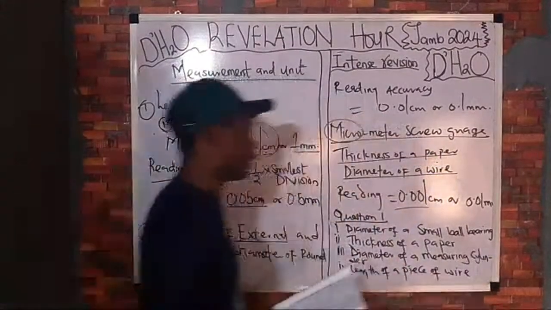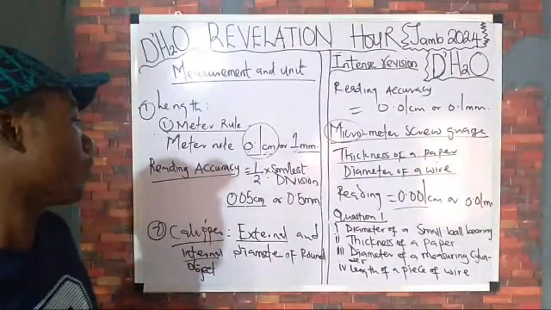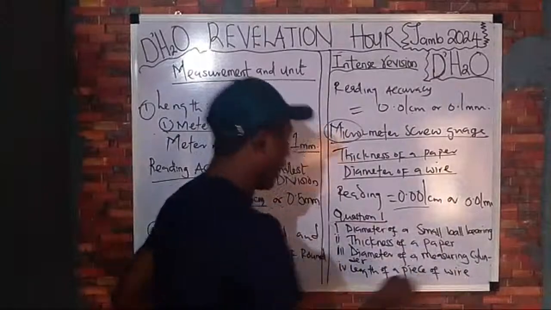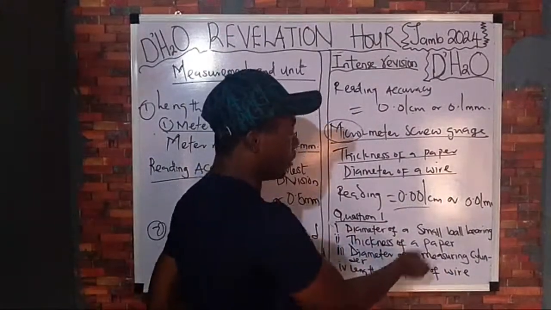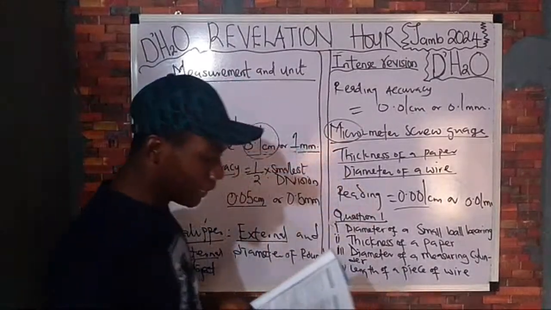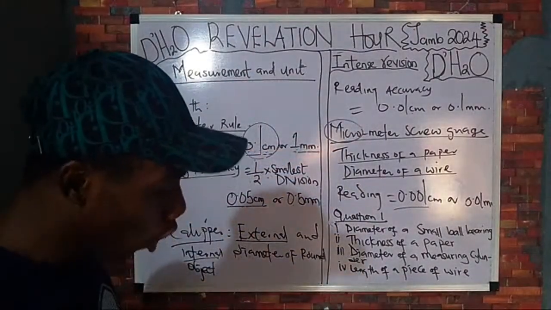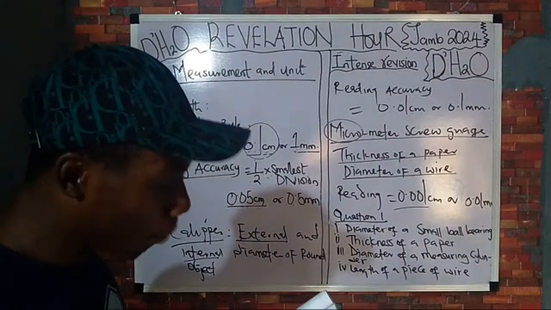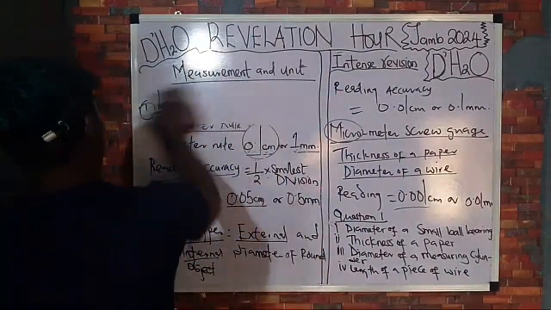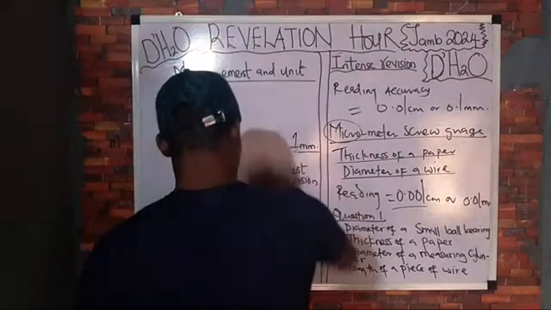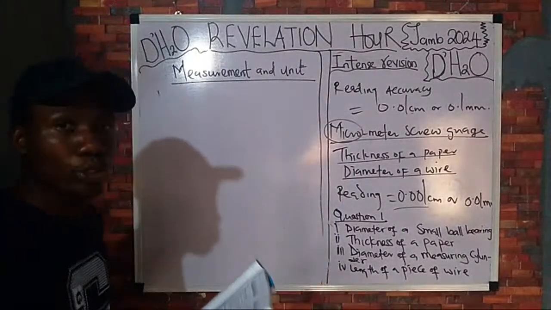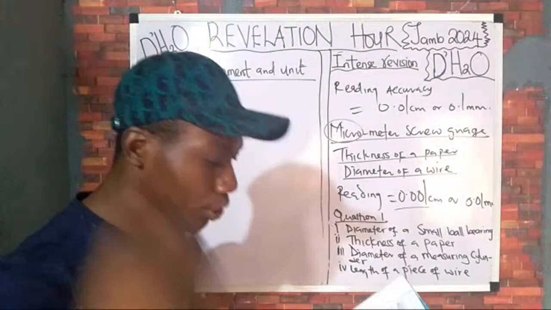Now the question says, please take note of this question number 1. It said diameter of a small ball bearing, thickness of a paper, diameter of a measuring cylinder, and length of a piece of wire. Now here is the question. Which of the following above can be measured using a micrometer screw gauge?